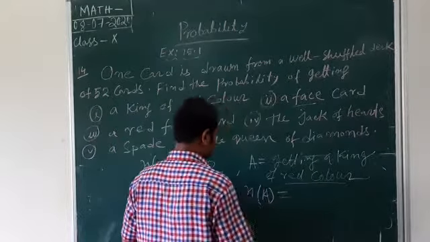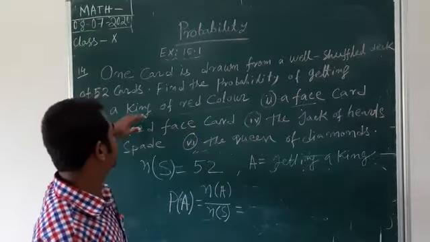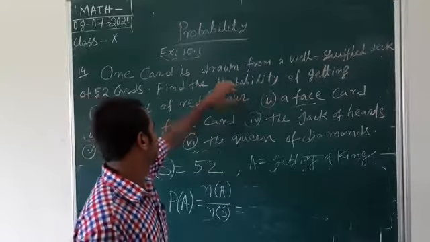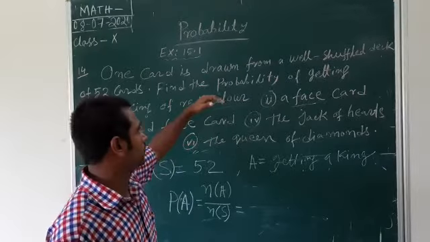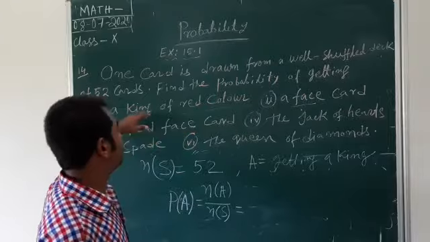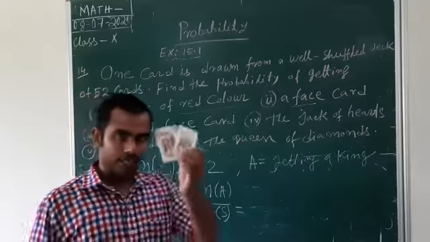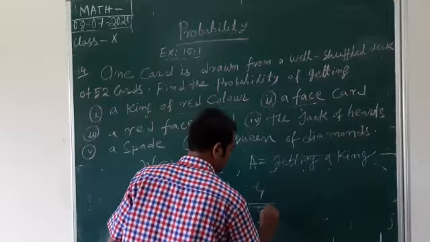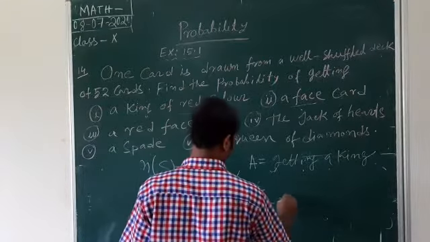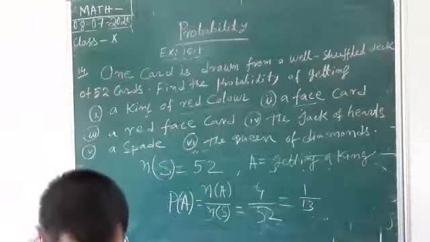Okay. If the question is like this: find the probability of getting a king, with no color mentioned. Then how many kings are there? 4 kings, 2 red kings and 2 black kings. So in that case 4 by 52. 4 by 52 means 1 by 13. Clear?